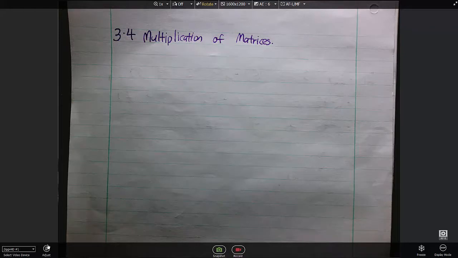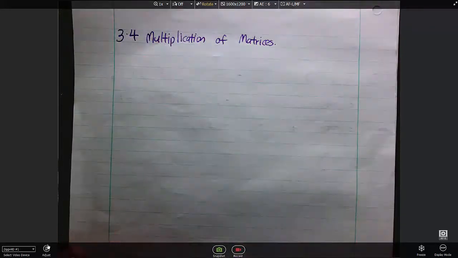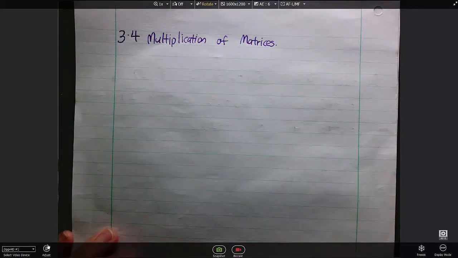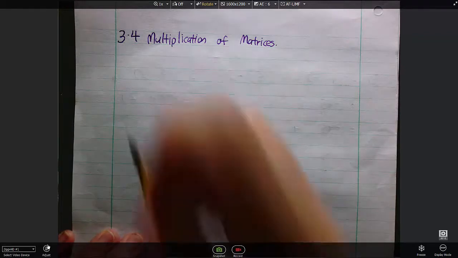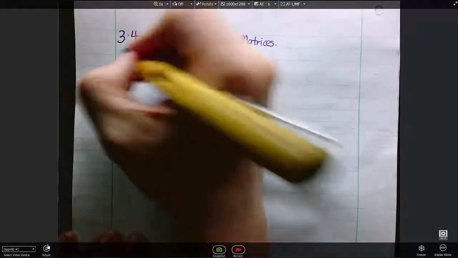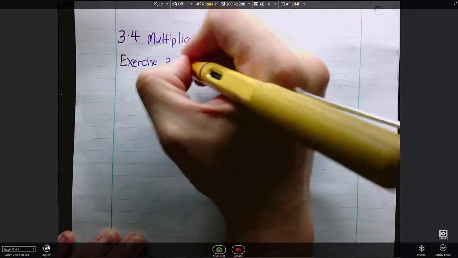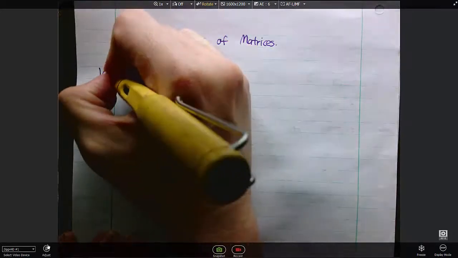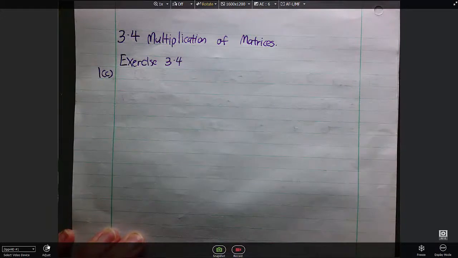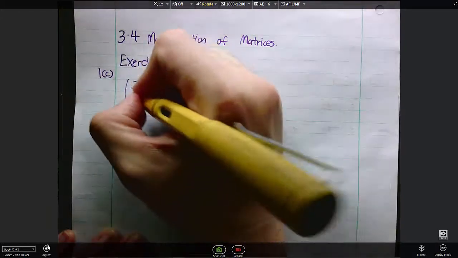I will just use exercise 3.4 to show you what to do. First and foremost, I write down exercise 3.4. I start at question 1C. Later I'll also do 1B and 1D for you all. So I have this.